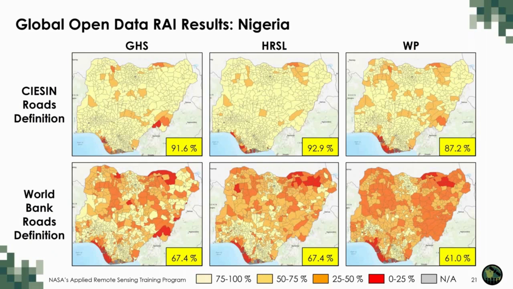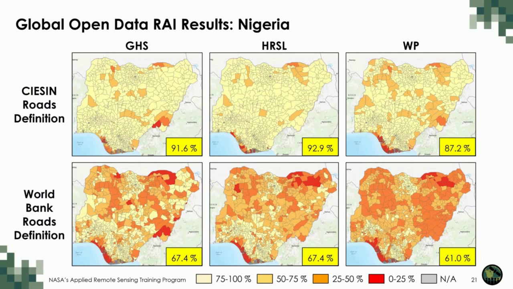Continuing with Nigeria as an example, here we see the subnational RAI results from our final analysis using the three POP layers, GHS, HRSL, and World POP, and the Season definition of all-season roads in the top row of maps, and the World Bank definition of all-season roads in the bottom row of maps. Comparing national RAI results across POP layers, GHS and HRSL produced similar results, with World POP having slightly lower results regardless of the road definition used.